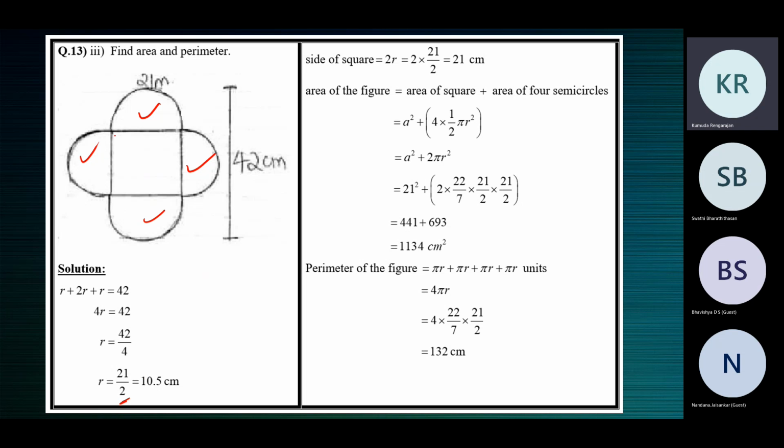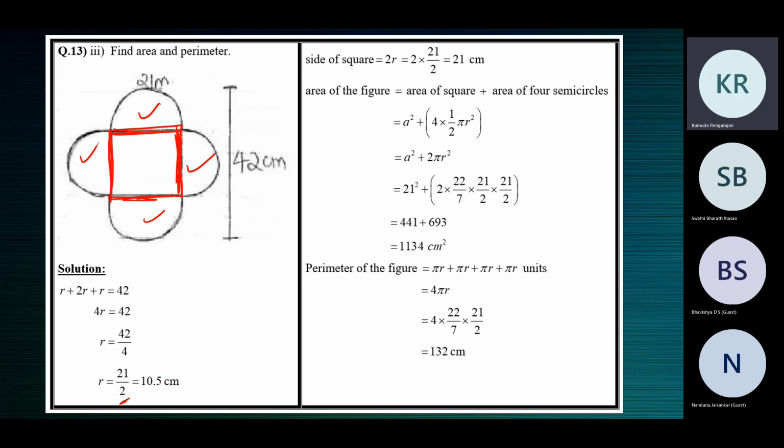Now there's also a square. For the semicircles, we found the radius. What about the square? What is the side of the square? The side of the square is nothing but the diameter of the semicircle. You can see here, the side of the square is equal to the diameter of the semicircle, everywhere.